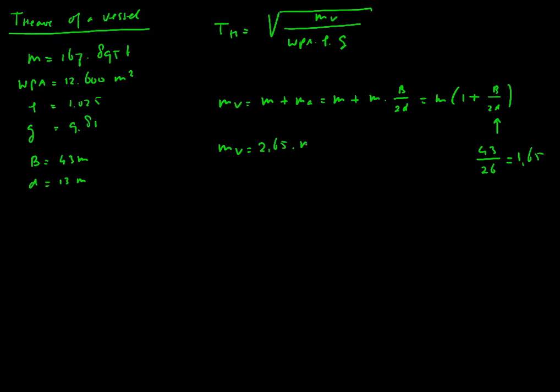2.65 times the normal mass, which is given over here, which will be something like 44567.5 tons. Yeah, we could skip the decimal 5, but that's okay. Water plane area is known, so we can fill that in. After some calculations, you could find out that this would be something like 11.8 seconds.